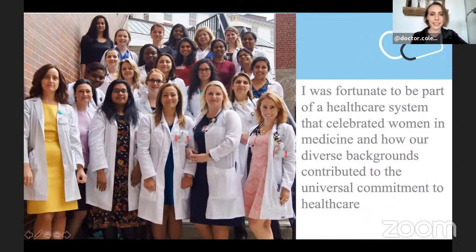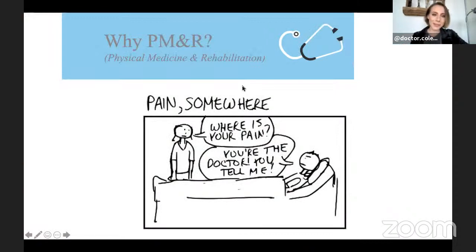All right. So why physical medicine and rehabilitation? If you were at my last session, you know I love this comic. The doctor asks, "Where's your pain?" And the patient replies, "You're the doctor, you tell me." But truly, it's not always like that, although sometimes it is.